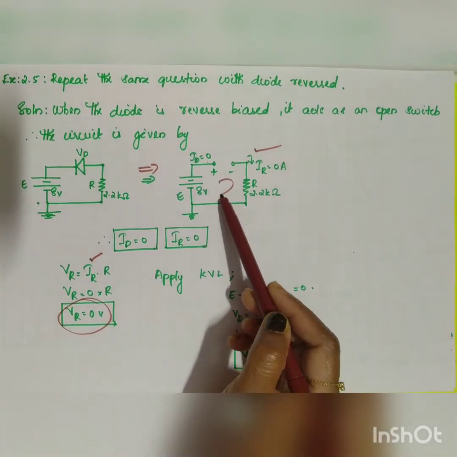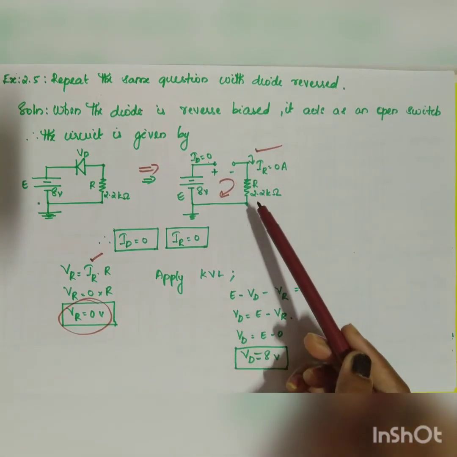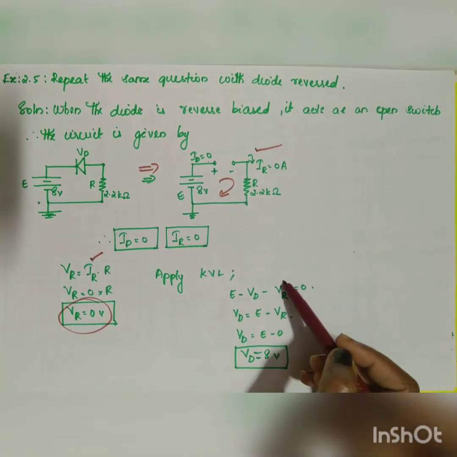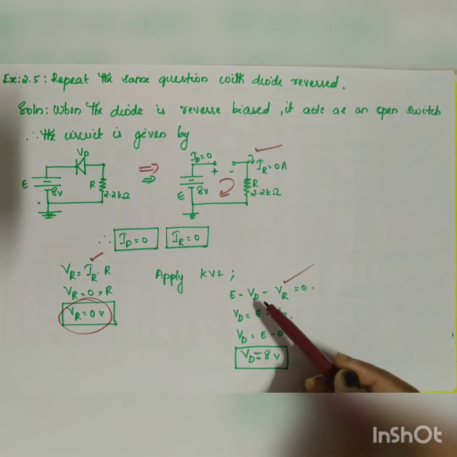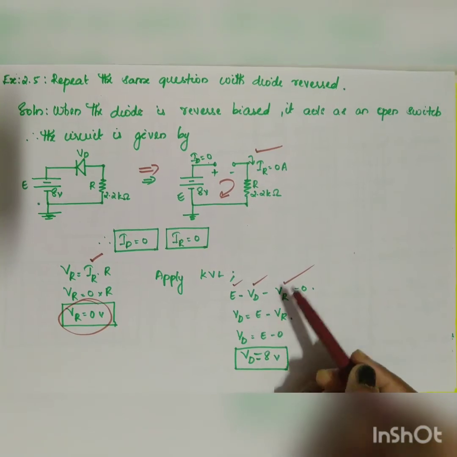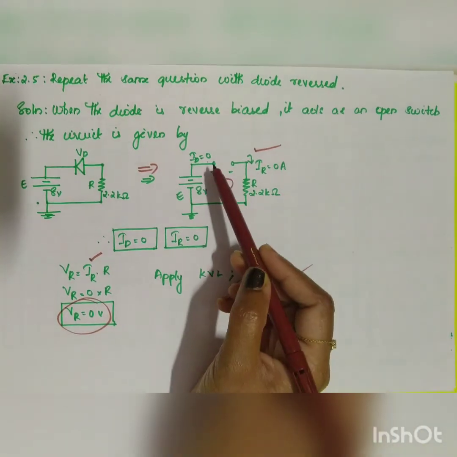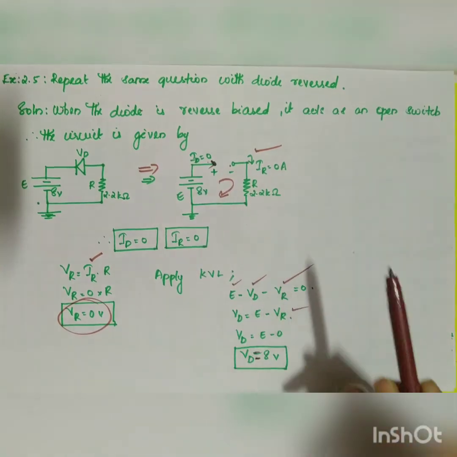When you apply the Kirchhoff voltage law, the same law, E minus VD minus VR is equal to 0. Already you have got VR is equal to 0. You have to find out VD, and you know the value for E. So when you reconfigure it, VD is equal to E minus VR. So E is 8 minus VR, which is 0 volt. So your VD will be equal to 8 volt.